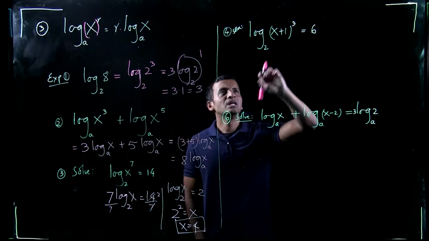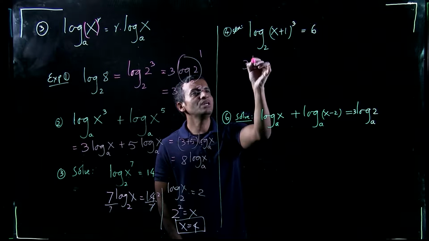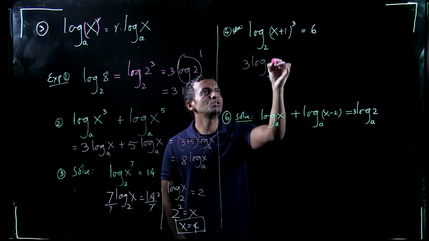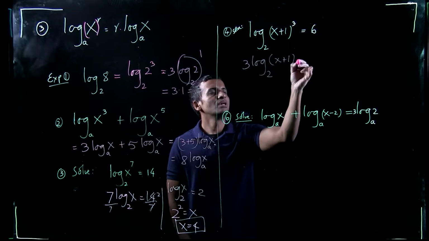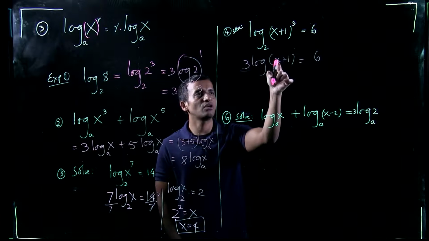Next one is this one. Again, there is an exponent. You can pull that exponent out. So 3 log base 2 of (x plus 1) equals 6. Now divide both sides by 3, because you want to solve for x.